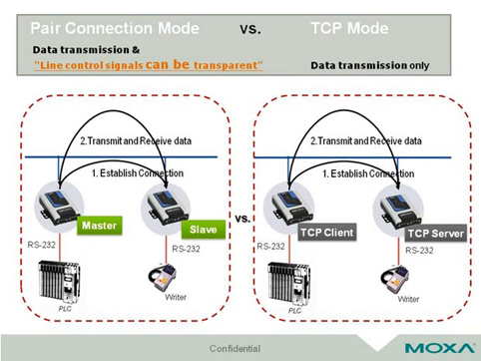The answer is related to your application. In most cases, you can say pair connection and TCP mode are almost the same. But there is one exception. If both of the end devices indeed need line control signals to transmit data, we should select pair connection mode. Pair connection mode not only does data transmission, but also makes line control signals transparent. This is the very important concept to distinguish the difference.